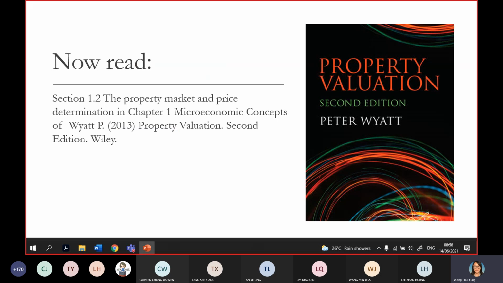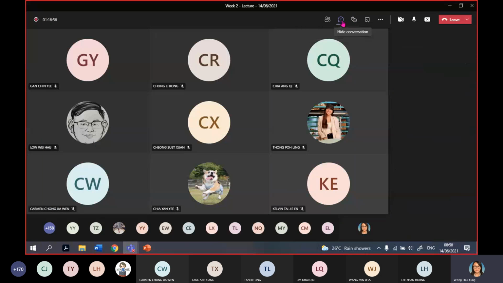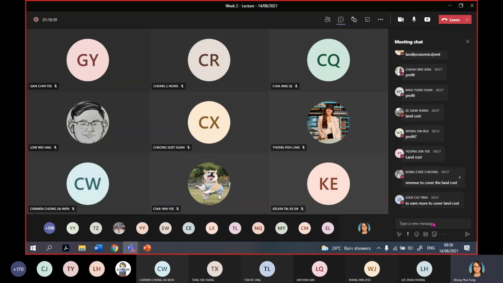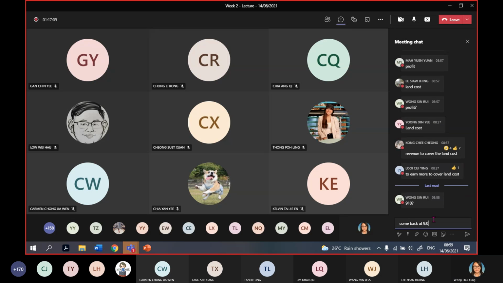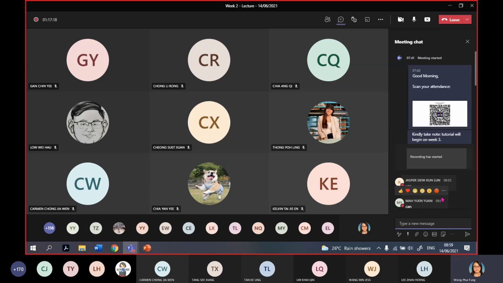All right, time is good. Right now, before we proceed to land location and land use, we will have a break. 10 minutes, correct or not? Most of you requested. Okay, come back at 9:08. Okay, remember to scan your attendance, you have to monitor your attendance, okay? So I will see you later.